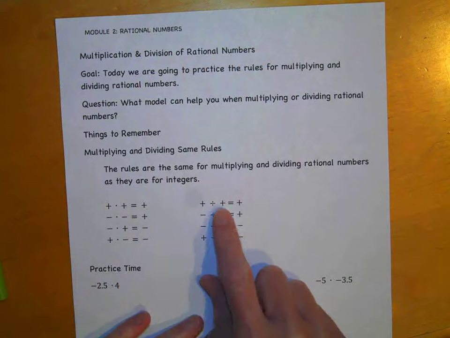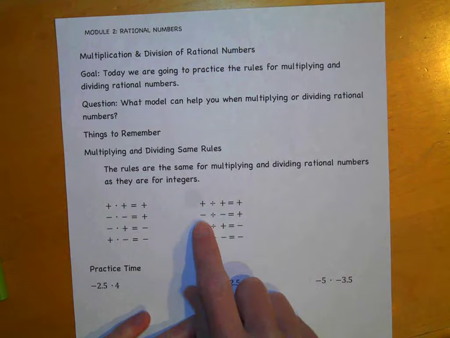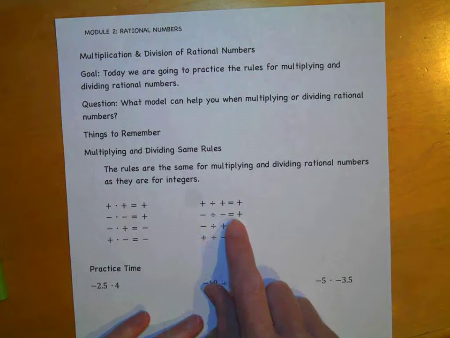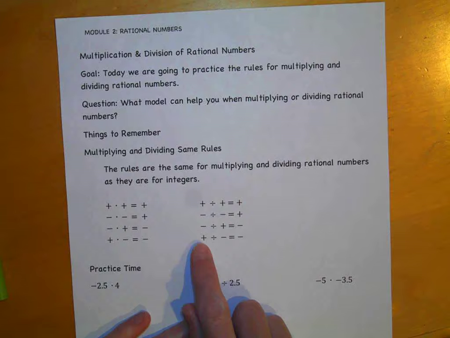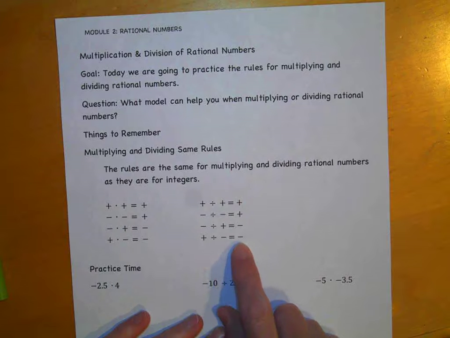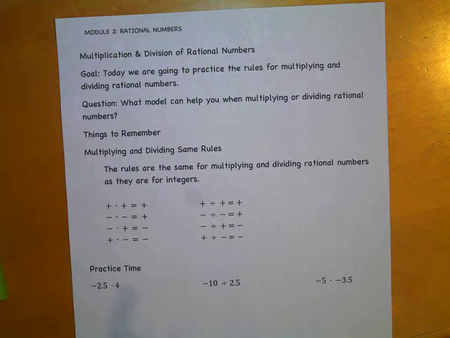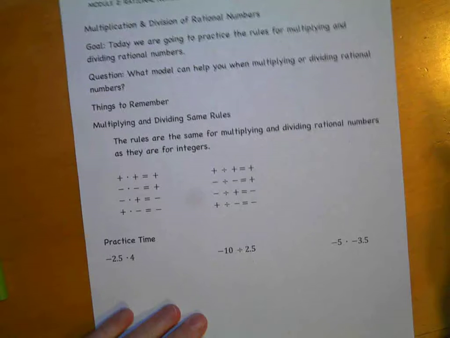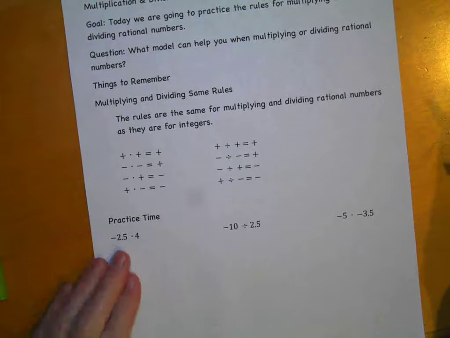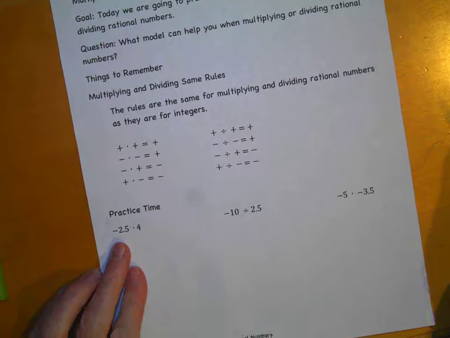And then those same rules that we use for multiplying, we also use for dividing. A positive divided by a positive equals a positive. A negative divided by a negative equals a positive. A negative divided by a positive equals a negative. And a positive divided by a negative equals a negative. So basically, you are using the exact same rules that we have learned for integers with rational numbers. And then I would just like to give you a couple of practice problems for you to try.